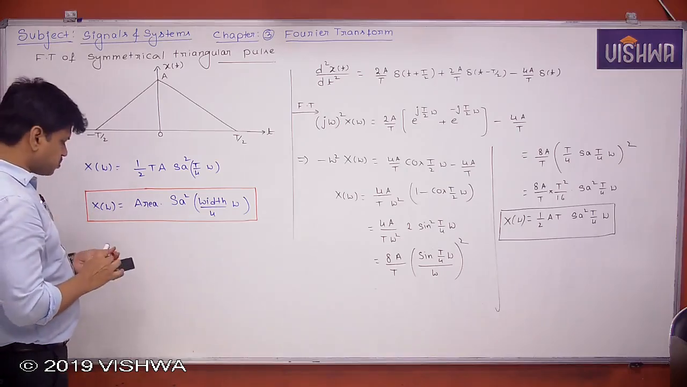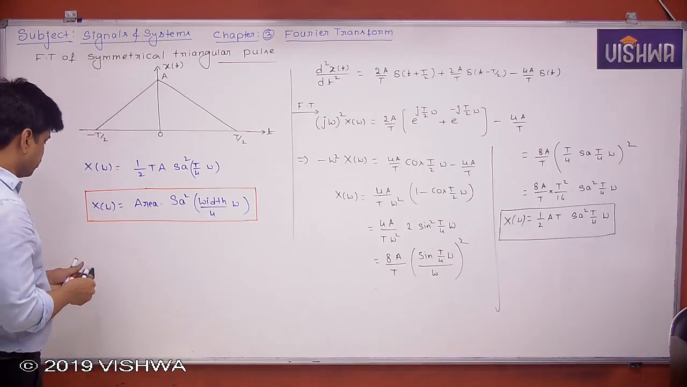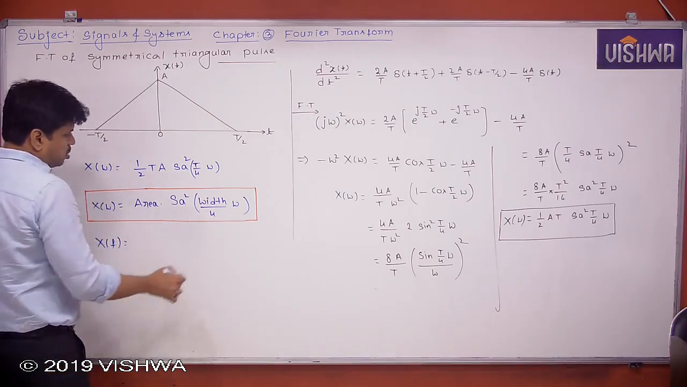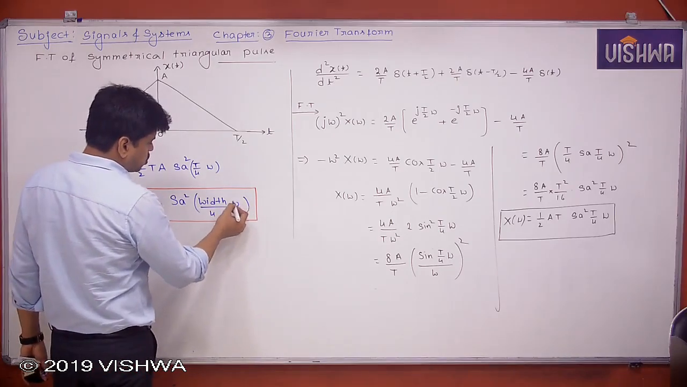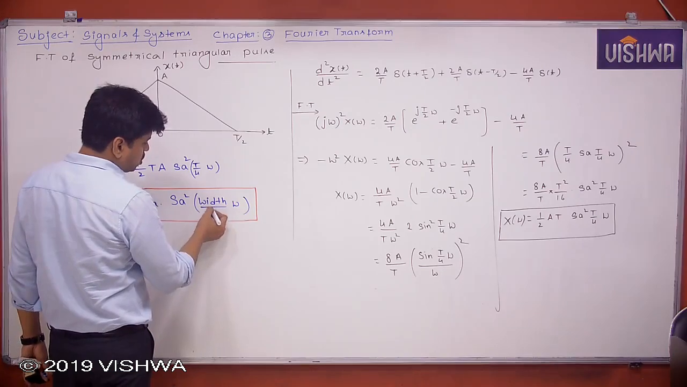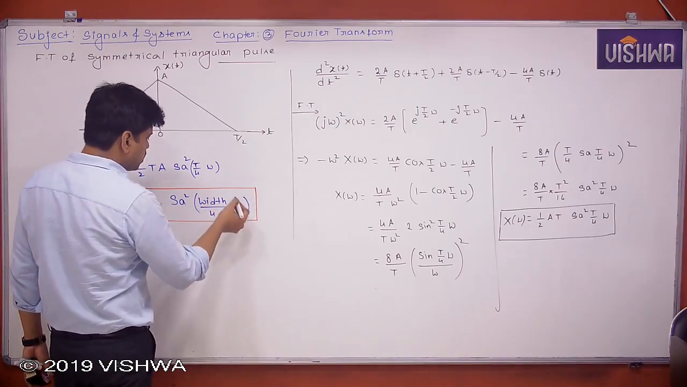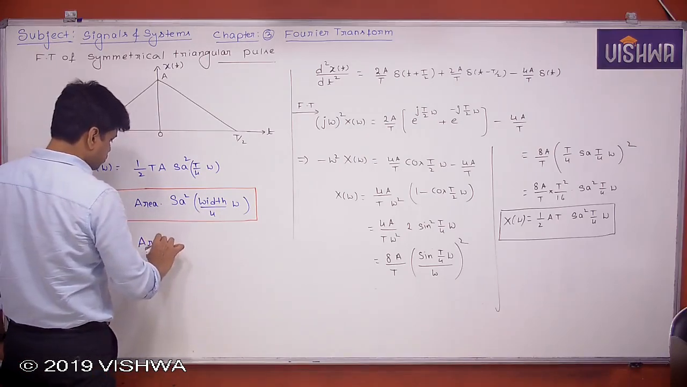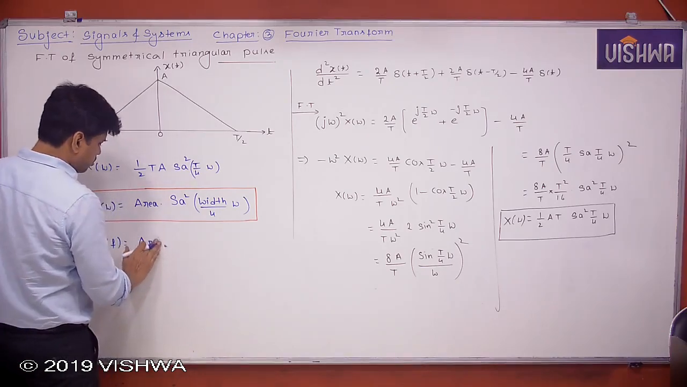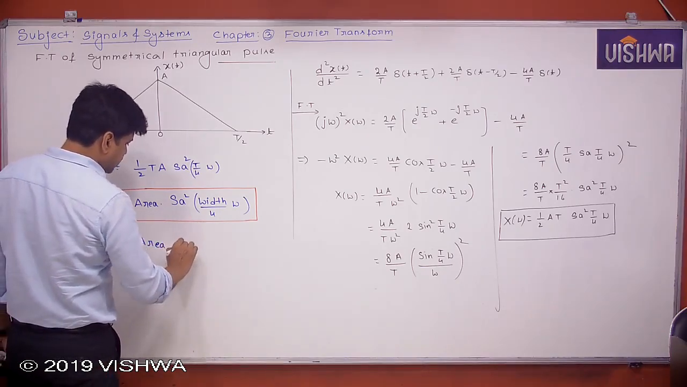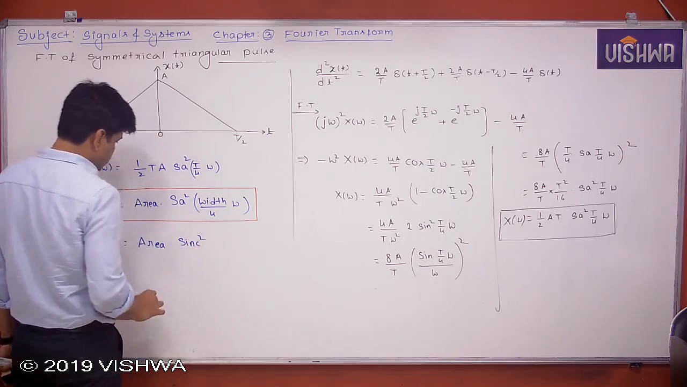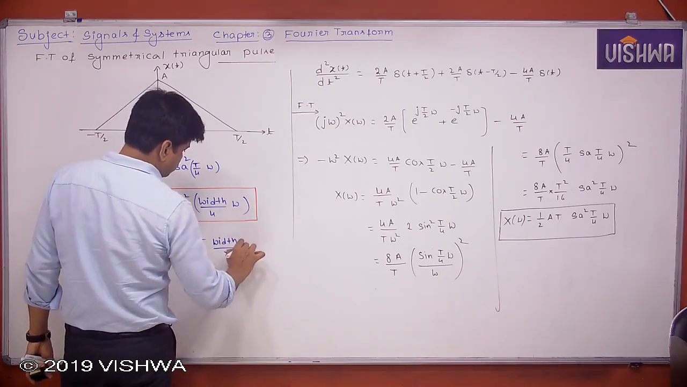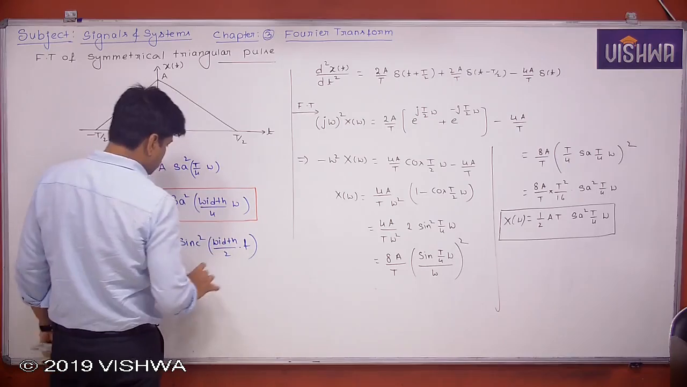X of omega. But I want to go for X of f. So if I say X of f, omega can be written as 2 pi f. So 2 times goes, so width by 2 pi f. So that pi f can be written as a sinc function. So area times sinc square of width by 2 into f. So this is the way we can write.